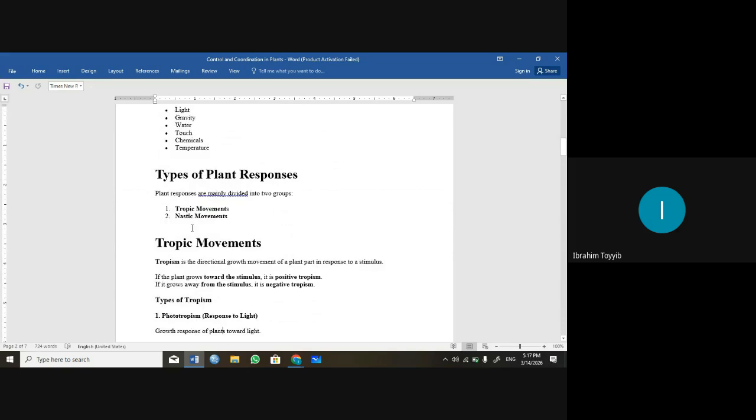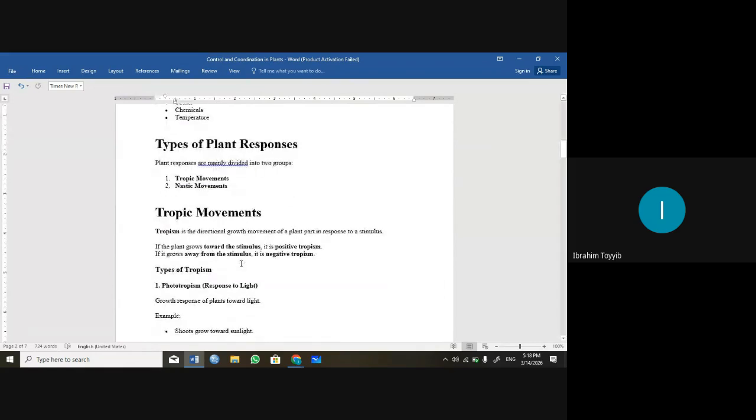The types of plant responses. Plant responses are mainly divided into two: the tropic movement and the nastic movement. Tropic movement is a type of directional movement. You see plants moving towards the sunlight, and roots growing towards the ground. That's directional. We also have nastic movement, which is non-directional. But let's take a look at tropic movement first.